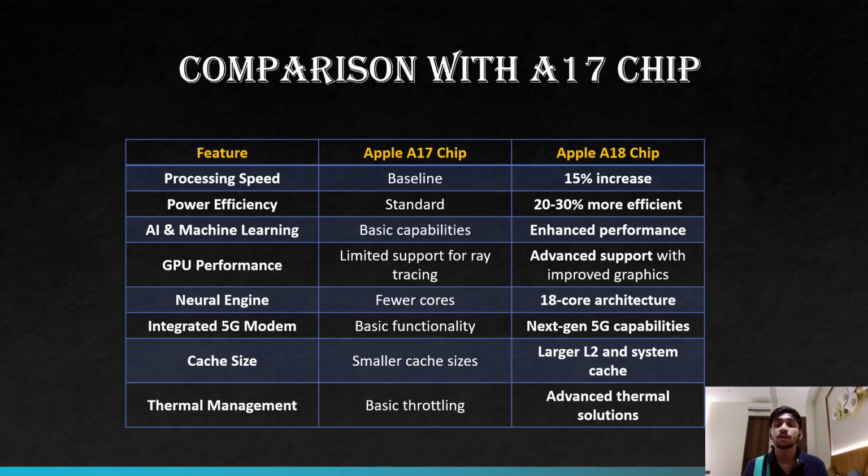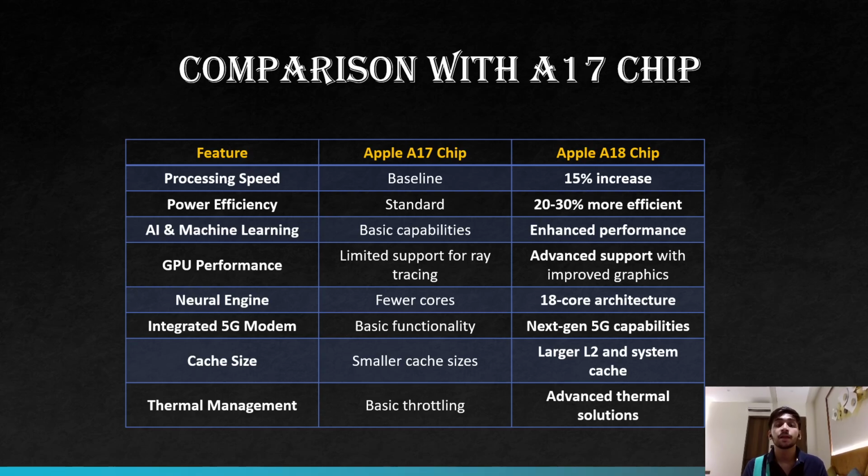Talking about AI and machine learning, the A18 chip has the most advanced and updated AI, which enhances the performance of the given task. Talking about GPU performance, A17 consisted of limited support of ray tracing, while the A18 chip has advanced support with improved graphics so that users can have higher performance with greater graphic capabilities. And talking about the neural engine, the A17 chip had fewer cores, while the A18 consists of an 18 core architecture, and that's a great thing. You can imagine an 18 core architecture is way beyond.